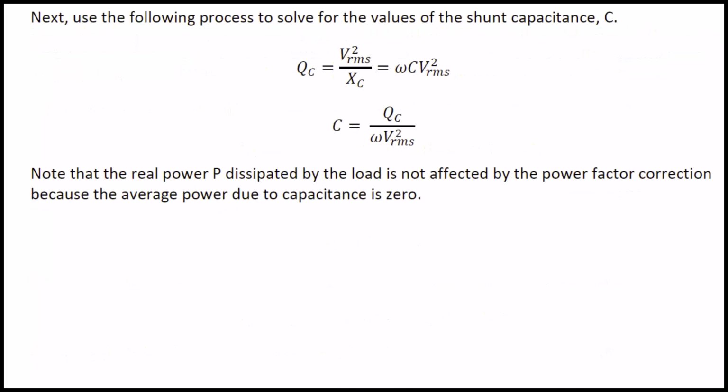Once you have QC, you can now use the formula QC equals VRMS squared over XC, which is the RMS voltage at the source divided by the reactance, and you can then solve that for C: C is equal to QC over omega VRMS squared. Notice in this entire process, P, the real power or the average power to the load, does not change, only the reactive power changes. And because of this, the average power to the capacitance is going to be 0. So by adding that capacitor, it does not change the real power. It would only affect the reactive power.